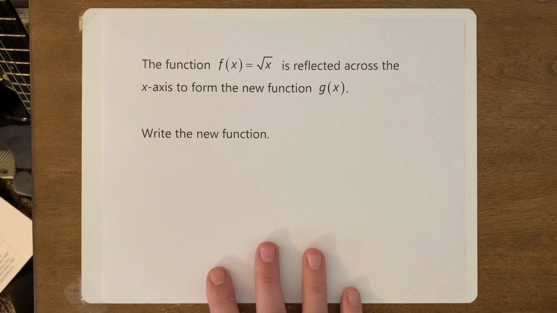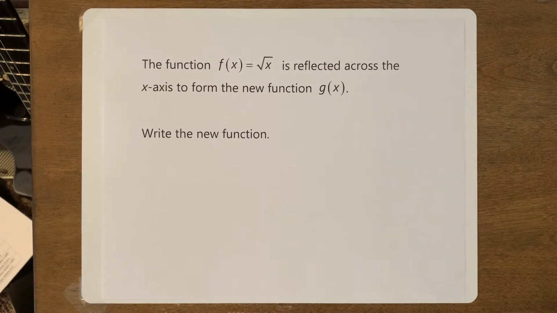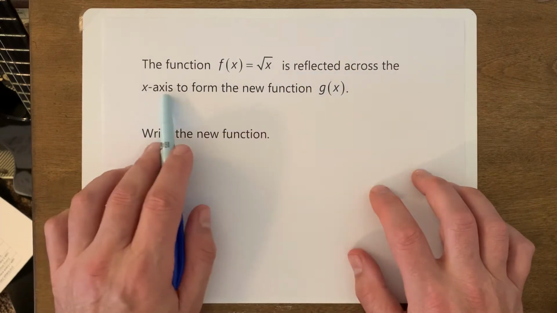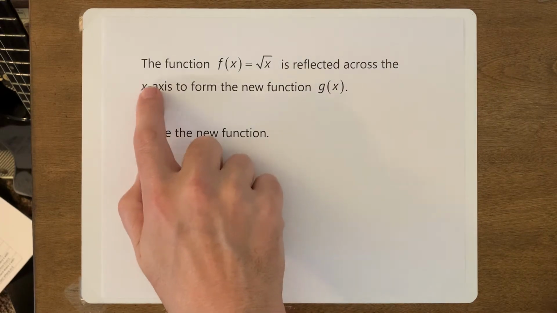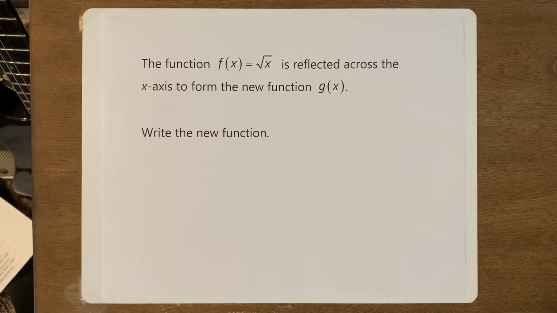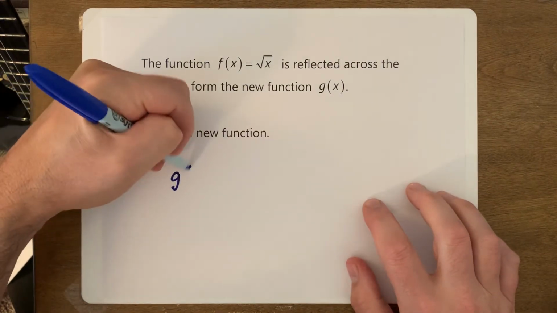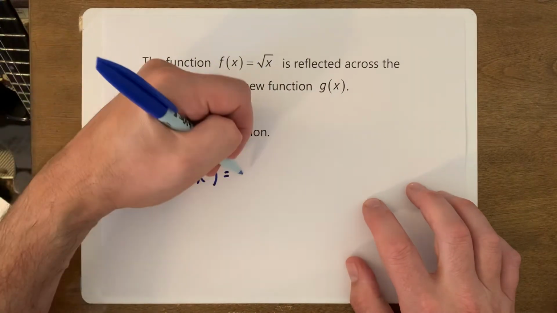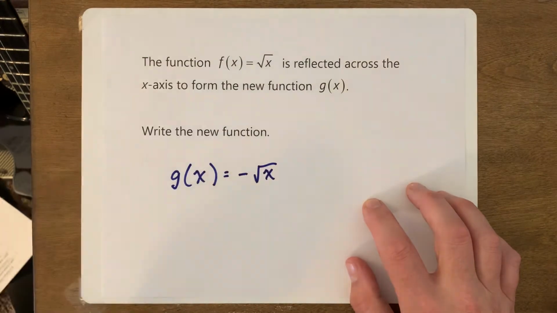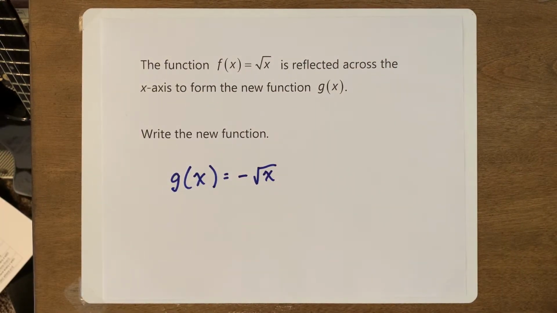So the first one says the function f of x is equal to the square root of x. Again, not necessary to know all about square root functions at this point. We just need to know how to write the new function, reflected across the x-axis to form the new function g of x. So from the first graphic organizer, when it says reflect across the x-axis, the instructions were to change the signs of all the terms. And so simply all you have to do is take g of x, and in this case, there's only one term here, the square root of x. You just make it negative square root of x.